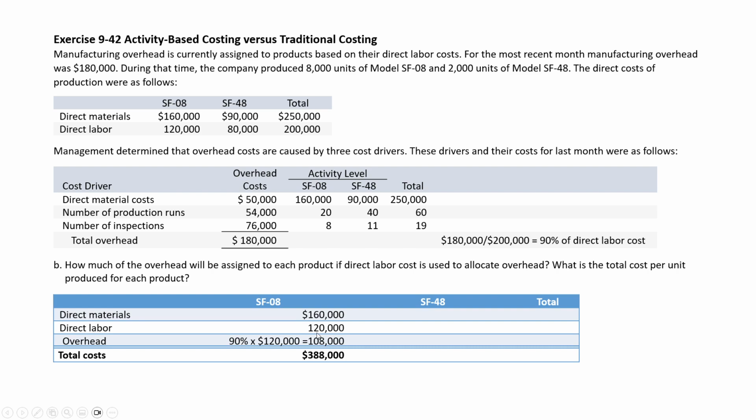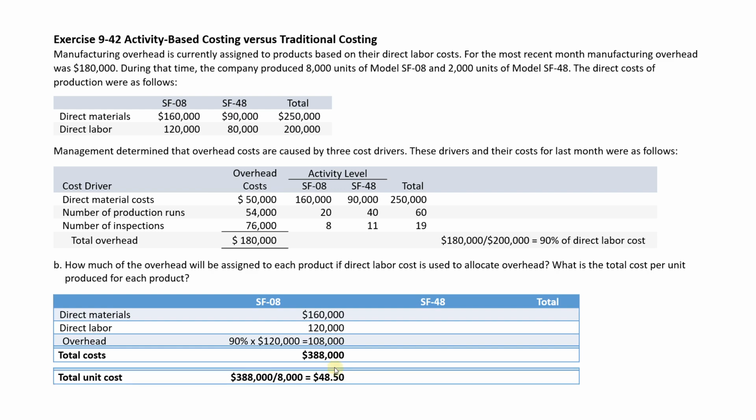Our direct materials and direct labor don't change based upon how we're assigning overhead. It's still 160,000 of material and 120,000 of labor. Our overhead application does change. We would take the direct labor costs for model 8 of 120,000 times 90% of direct labor costs and now assign $108,000 of overhead. Adding it to our direct cost, total cost overall under the traditional system was $388,000. Dividing it by 8,000 units produced is $48.50.